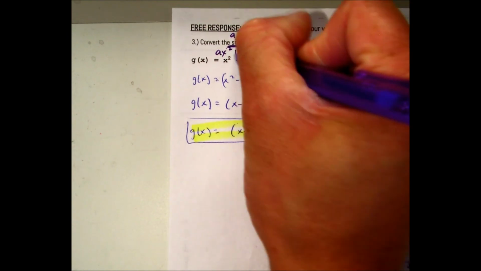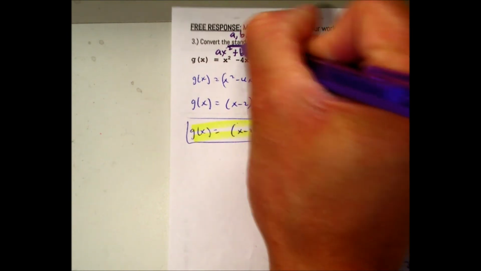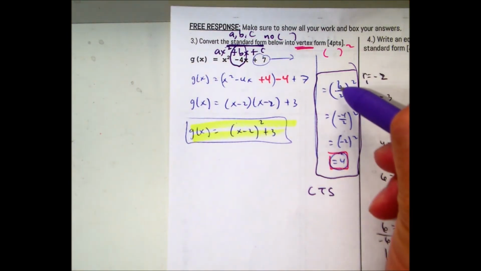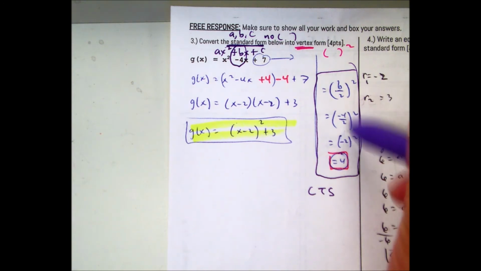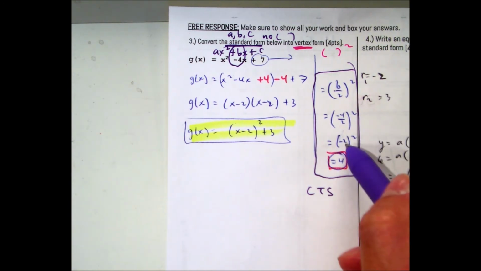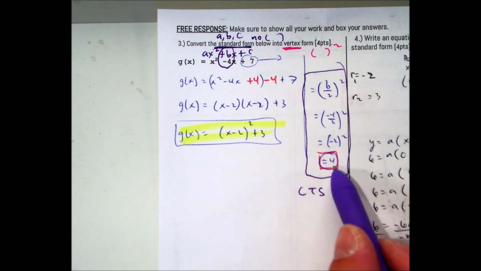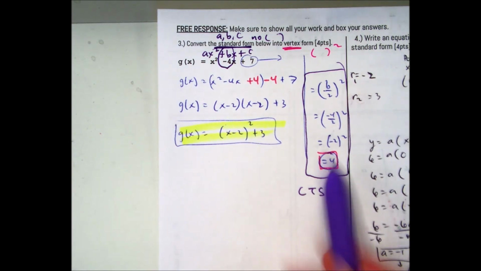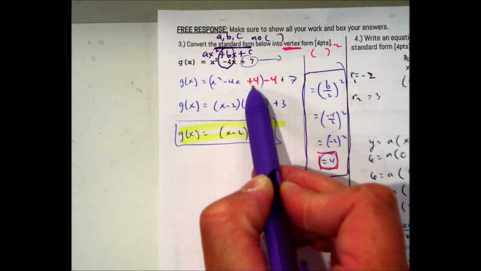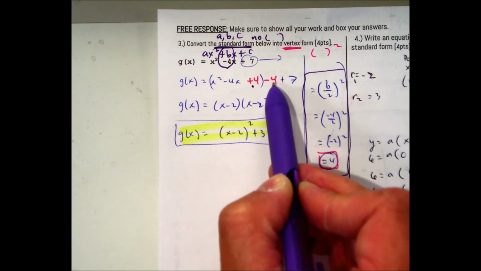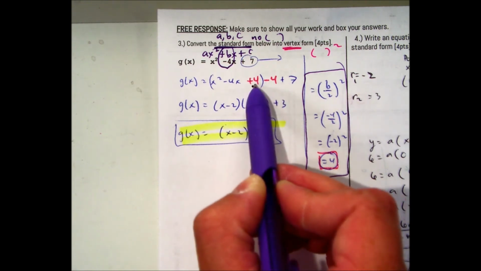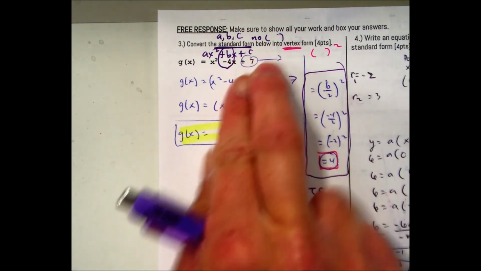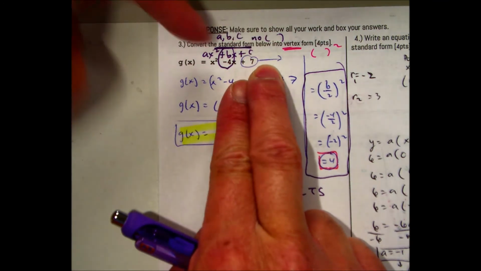Well, my b value is negative 4. You take negative 4, you take half of that, which is negative 2. When you take negative 2 and you square it, you get positive 4. You had to add 4 here, and then have a negative 4. Remember, positive 4 and negative 4 equals 0, and if it's 0, it goes back to the original equation.